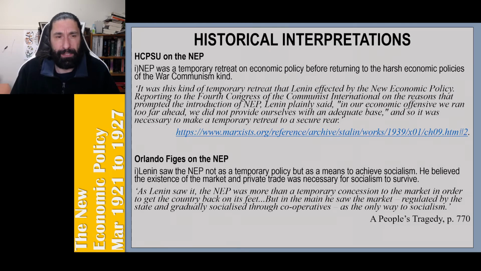Our second historical interpretation is from Orlando Figes. In summary, he argues that Lenin saw the NEP not as a temporary policy, but as a means to achieve socialism. He believed the existence of the market and private trade was necessary for socialism to survive. And Figes' quote: "As Lenin saw it, the NEP was more than a temporary concession to the market in order to get the country back on its feet. But in the main, he saw the market regulated by the state and gradually socialised through cooperatives as the only way to socialism."